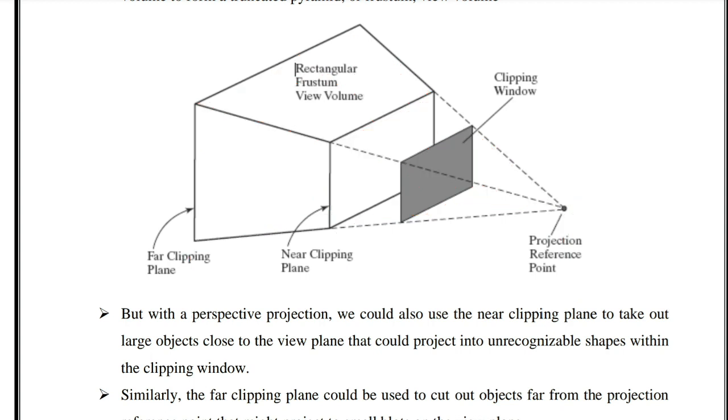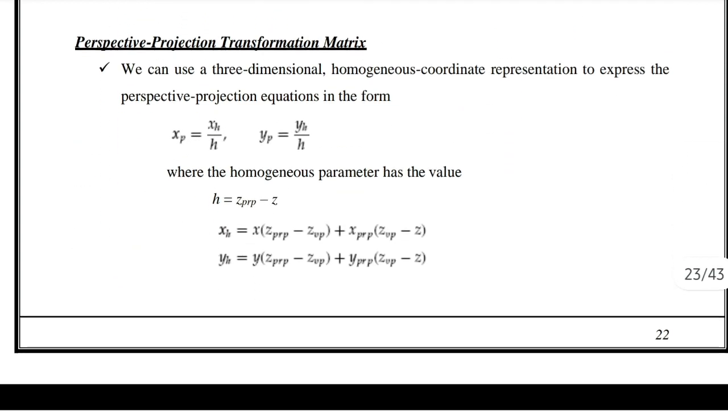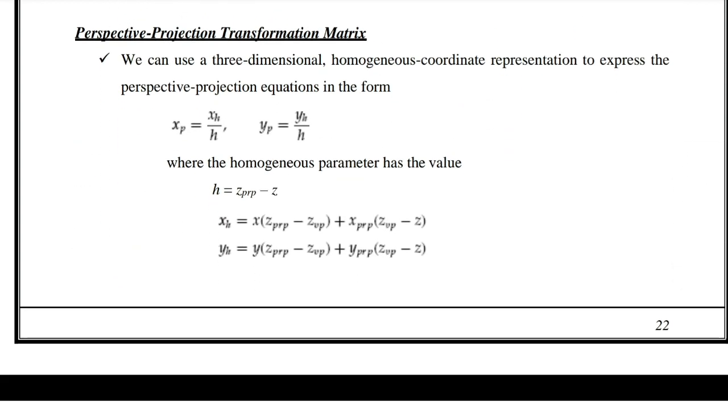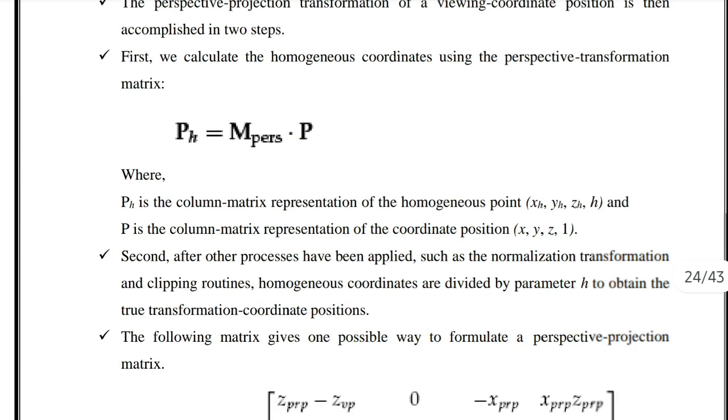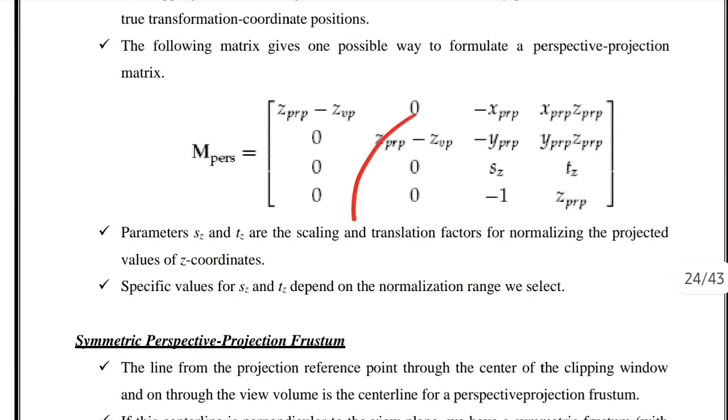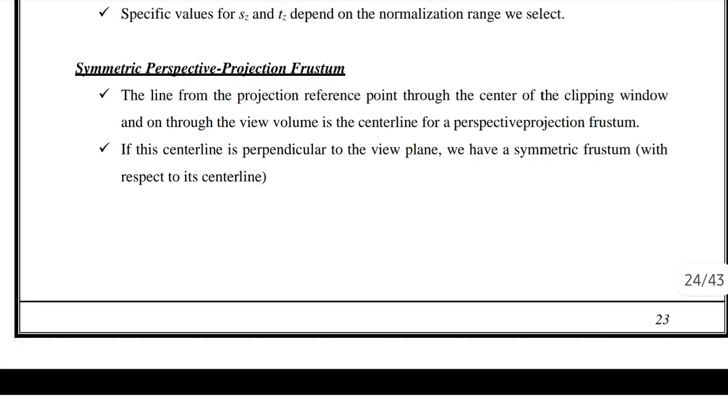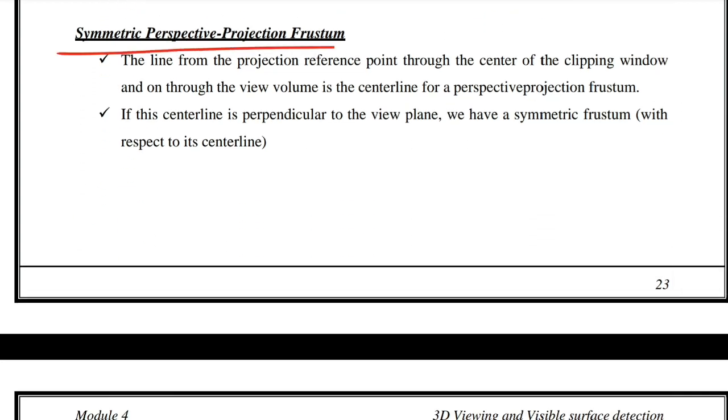I'll be again revising the concepts after the end of this topic, as we have been doing for each topic. So you need not worry about what you need to keep in mind, just understand the concept now. Okay, so this is what the rectangular frustum view volume is. Now there can be two types of frustum, which can be the center line frustum and the oblique frustum. Okay, that's one of the things you need to mention. Perspective projection transformation matrix, these are the values. It's up to you how you memorize these things, but memorize this and write as much as you can in the exam. Okay, symmetric perspective projection frustum, this is what I will be explaining now.